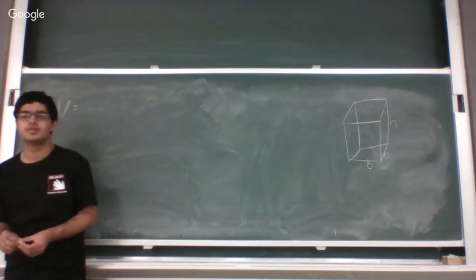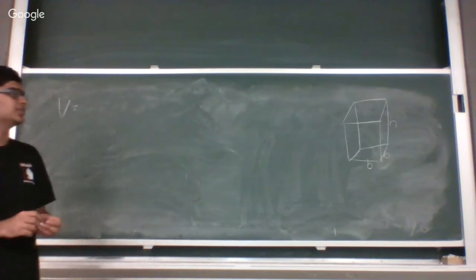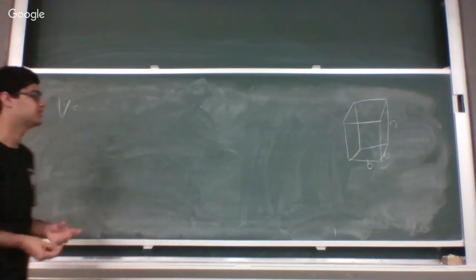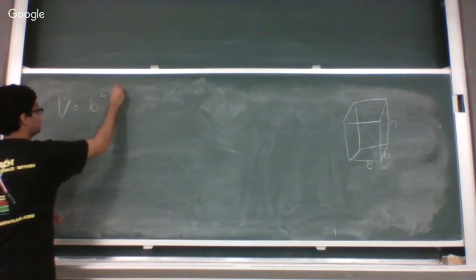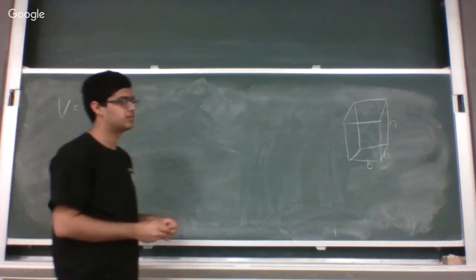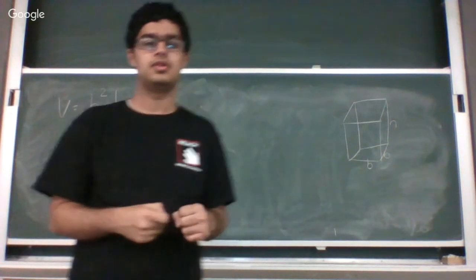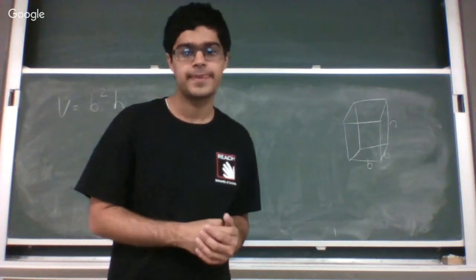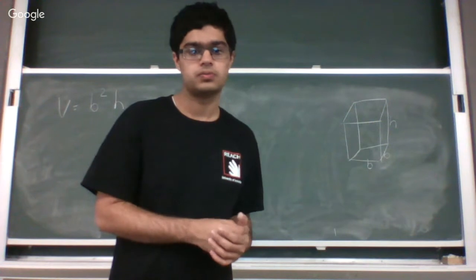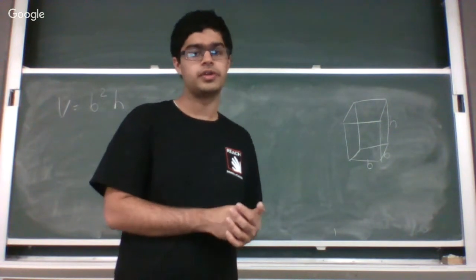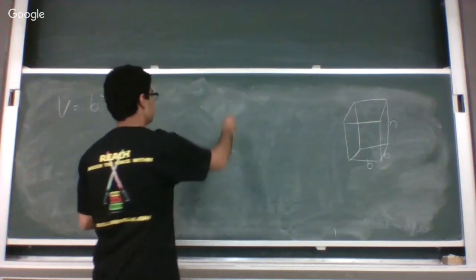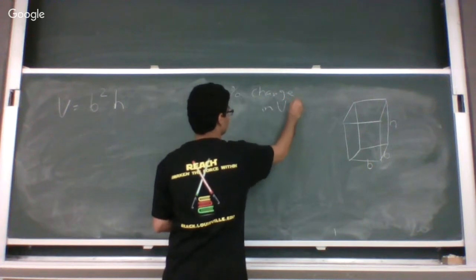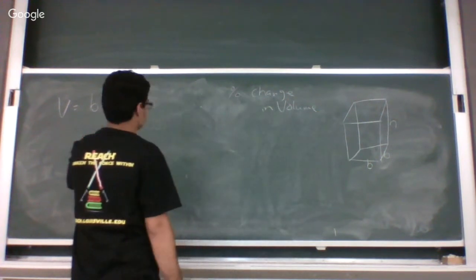Yeah. Okay. So this one, since I do a box there, it's a bit easier, because the volume is just B squared times H. And if I say that the base is B, okay, so this is asking about percent change in volume. So how is the volume changing relative to the base and the height?